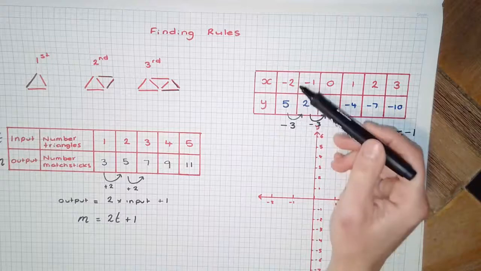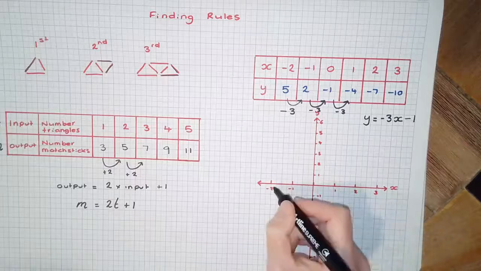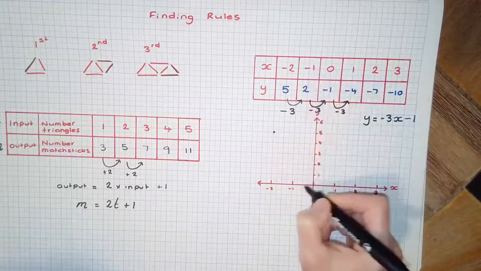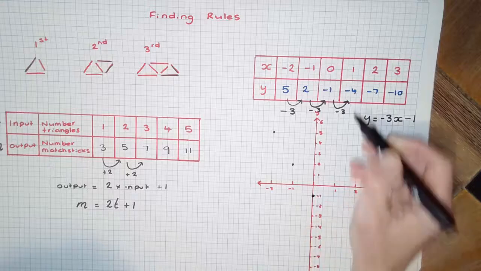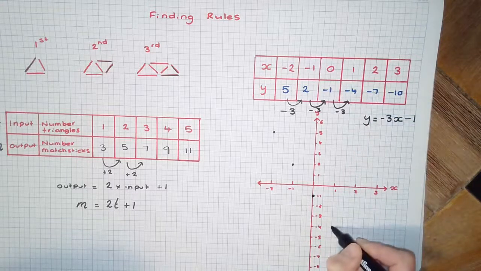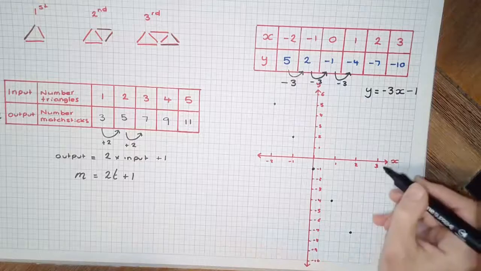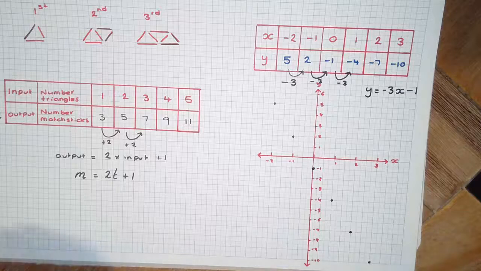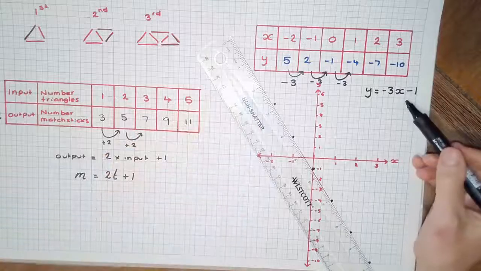Now we can pair these coordinates and plot them on our Cartesian plane. So at -2 we have 5. At -1 we have 2. At 0 we have -1. At 1 we have -4. At 2 we have -7. And finally at 3 we have -10. You can see that all these points lie on a straight line, meaning that our rule is linear.